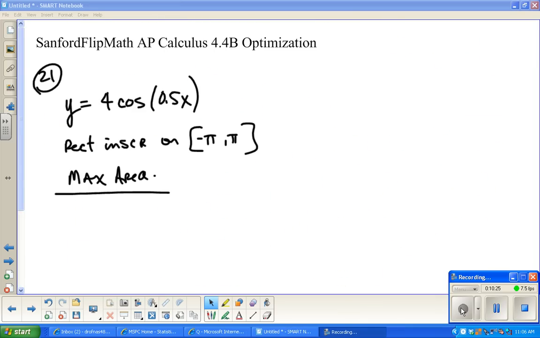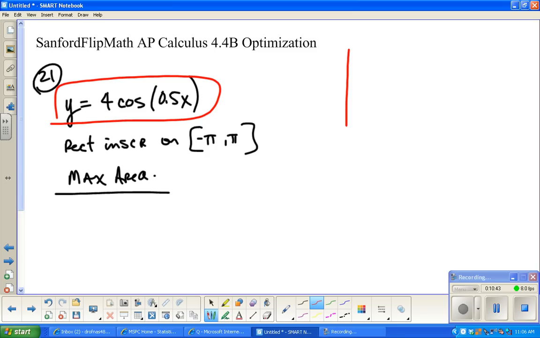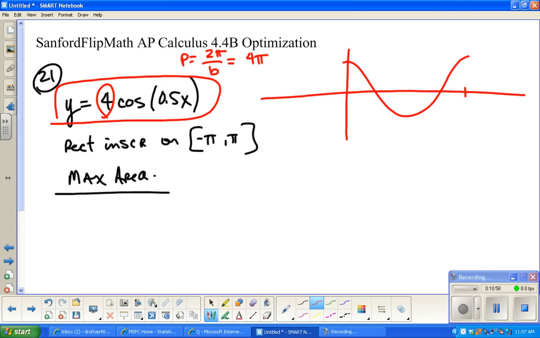Okay, we are talking about number 21, which is asking us to maximize the area for a rectangle inscribed under the arch given by this lovely equation. And I'm just going to do a speedy little sketch of this. Just a reminder that period is 2 pi over b. So 2 pi divided by a half in this case is going to be 4 pi. The amplitude is 4. So I'm not going to do everything with this sketch. I just want you to see a quick idea of what this looks like.